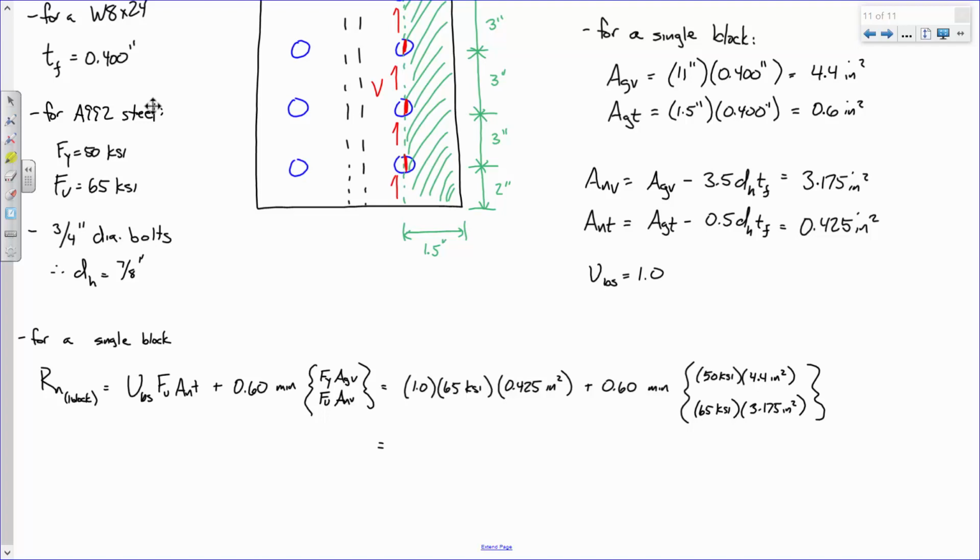Okay. Now, help me out with something, just so I can keep this math kind of simple. Let's do this first one. What is 1 times 65 times 0.425? Can somebody just tell me this part right here? So we'll say just 27.6 kips. Is everybody okay with that? Okay, so 27.6 kips plus 0.6 times the minimum.